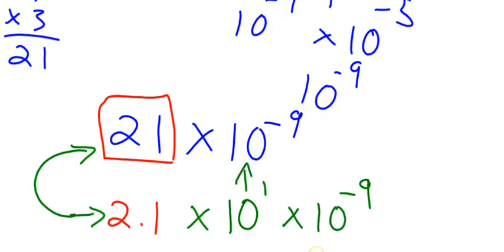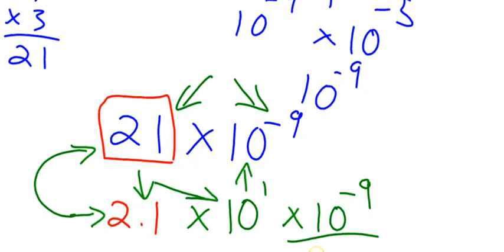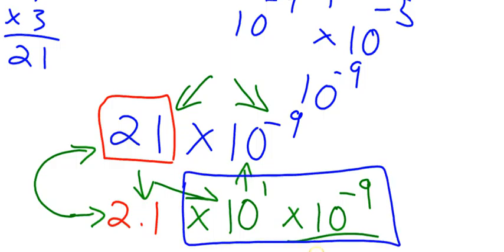So technically this is my whole number that I'm looking at here. I had 21 times 10 to the negative 9th. Now I switched to 2.1. I got 2.1 because I had to take 10 to the first, but now I also have 10 to the negative 9th. So we want to combine these two together to simplify our statement.